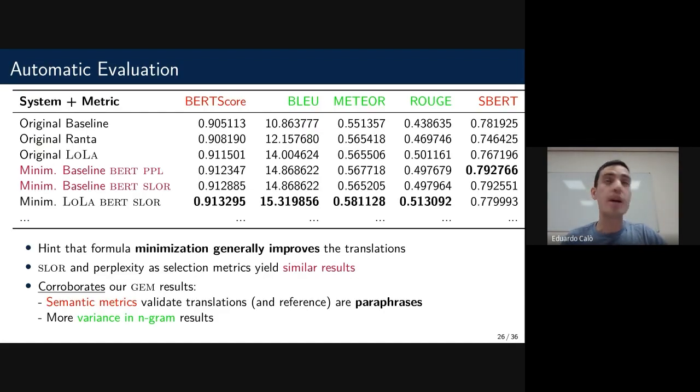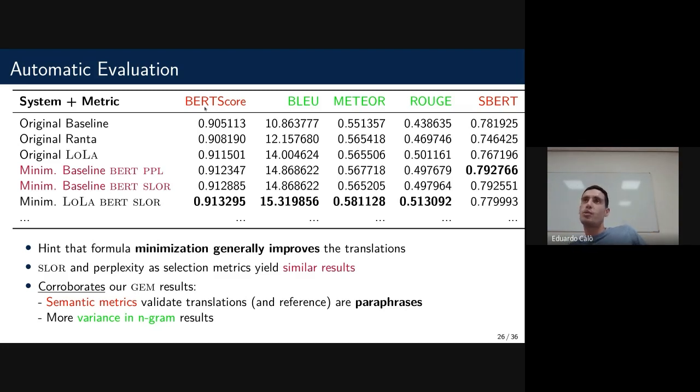So we started with, again, an automatic evaluation, similar to the one that we did in the other paper. And what we got from this automatic evaluation is a hint that formula minimization generally improves the translation. Indeed, as you can see here, the system variants which get the minimized version of the formulas get higher scores with respect to the ones which get the original formula as input. Additionally, we found out that SLOR and perplexity yield similar results as selection metrics. You see, the results are basically the same. The differences are almost negligible. We were a bit surprised by this because SLOR should be better suited for the text that we have, but we didn't get this in the results.